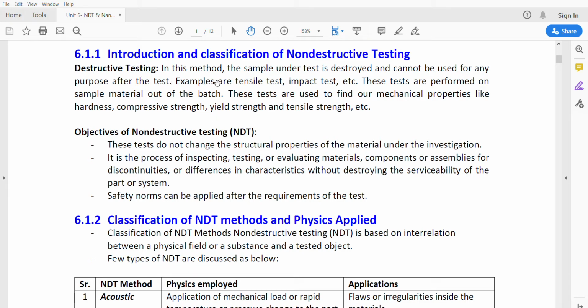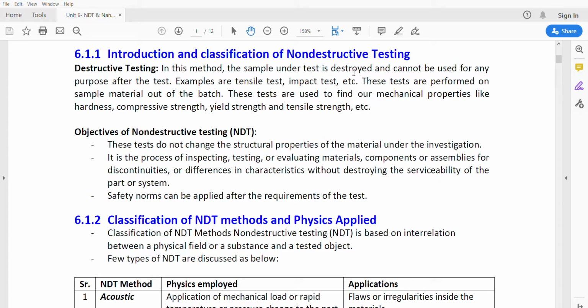In destructive testing, the sample is broken, and the sample cannot be used after the testing. We collect a sample from the bulk of materials and test it. After the test, we cannot use that sample. Examples of destructive testing are the tensile test and the impact mechanical test. These tests are performed on sample materials out of a batch. These tests are used to find out mechanical properties like hardness, compressive strength, yield strength, and tensile strength.